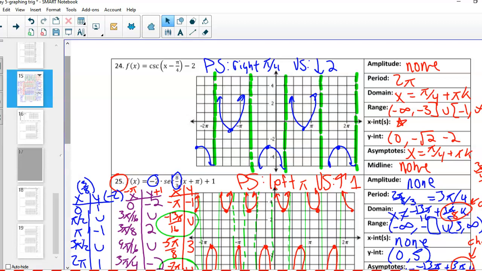And then the entire function was moved down 2. So usually it goes up to 1 and down to 1, but now it goes to negative 1 and negative 3.